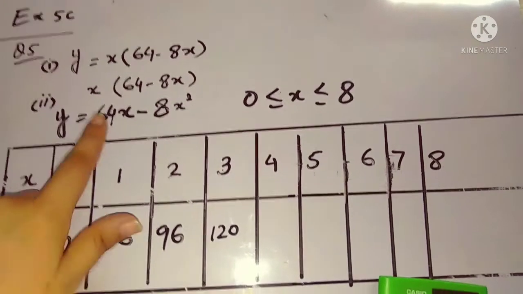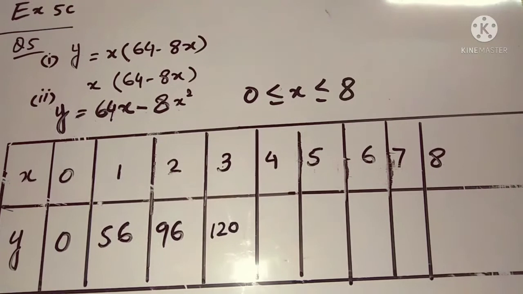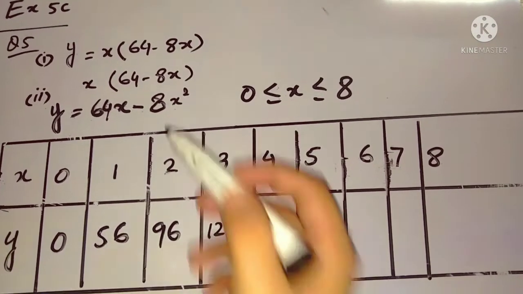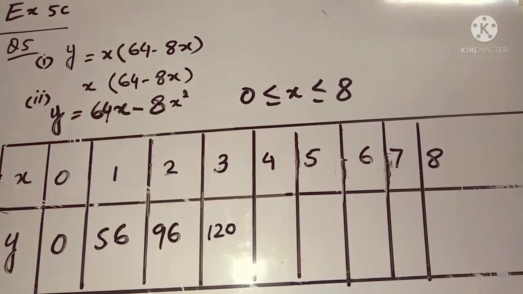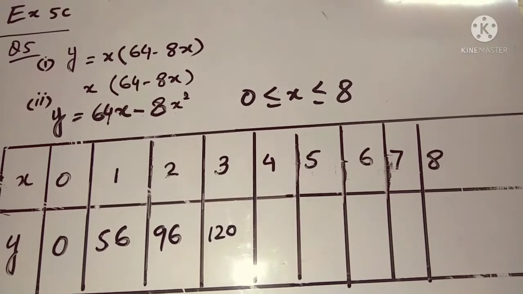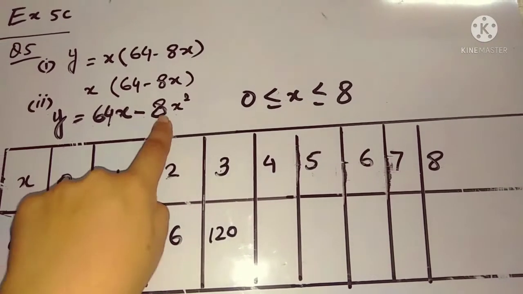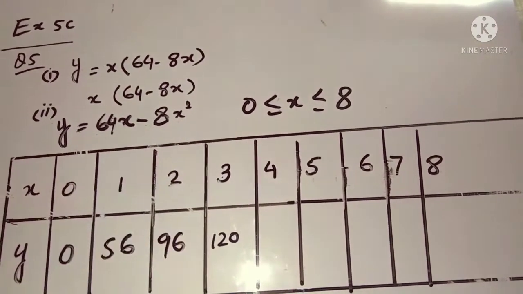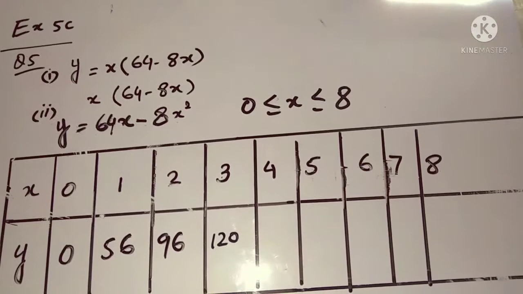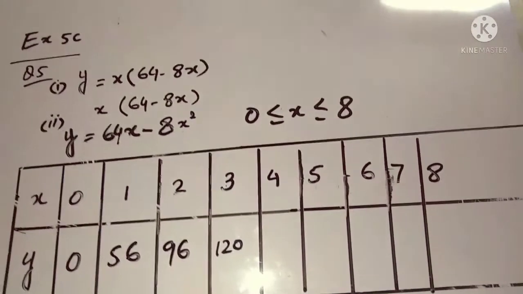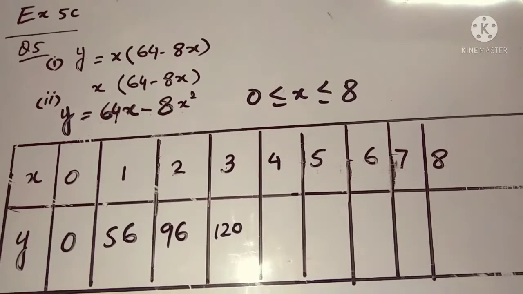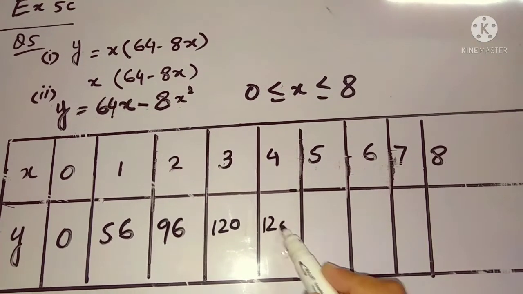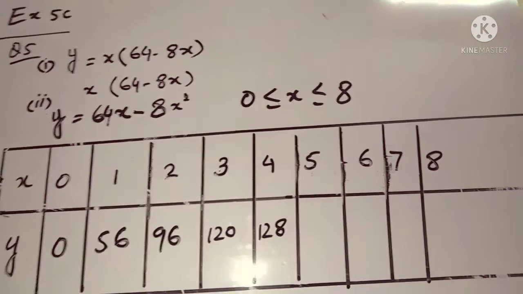Okay, now 4. 64 4s are 256, and when you put 4 over here, 4 4s are 16, and 256 minus 8 8s. When you take the square of 4, 4 4s are 16, 16 8s are 128. When you subtract 128 from 256, what do you get? You get 128. Okay, now let's come to 5.